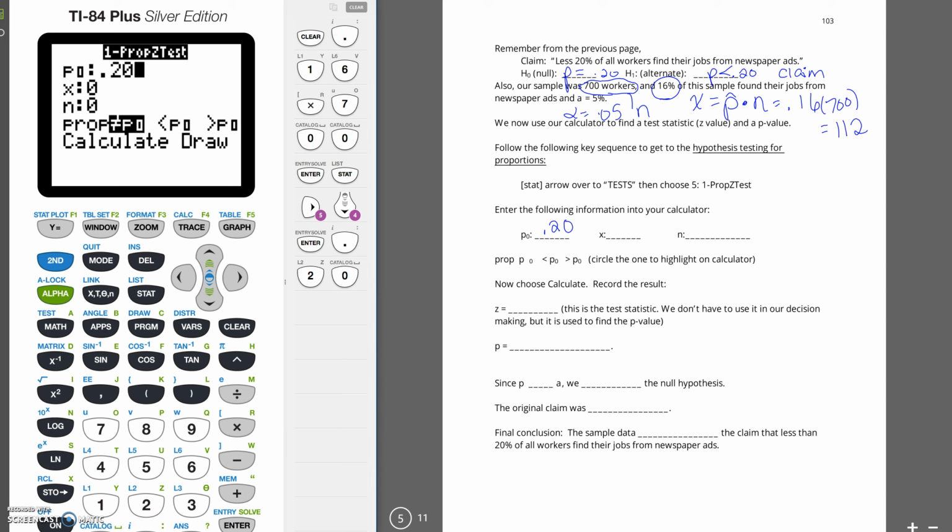So remember, our X is how many people actually did whatever you're talking about. So in this case, found their job using newspaper ads. So we found our X was 112, and our N was how many people were sampled. So that's 700.